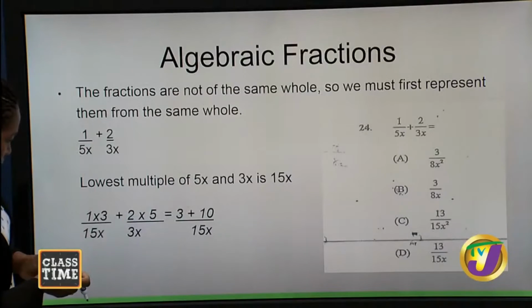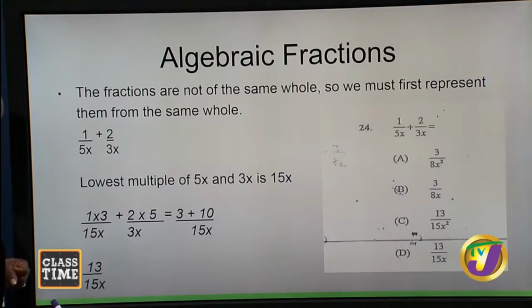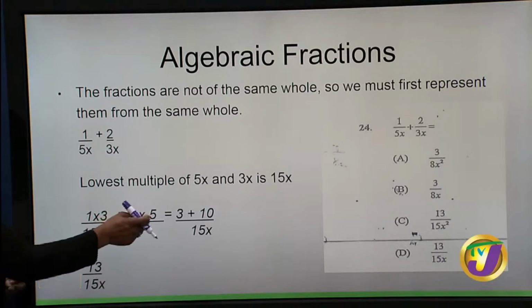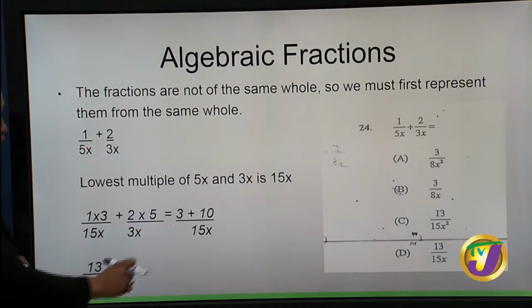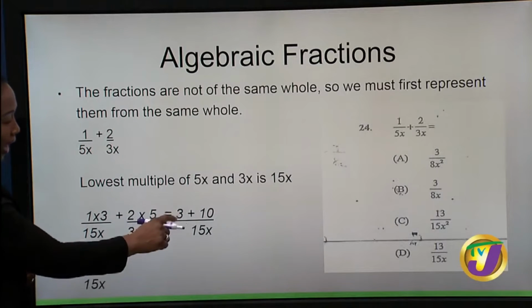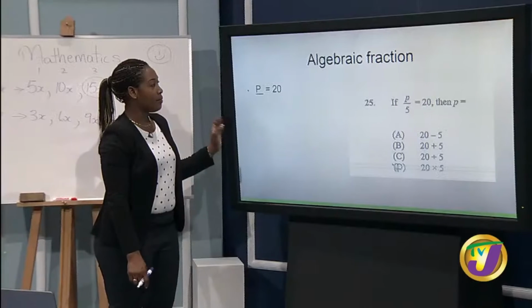And same thing, this should have been 15x, guys. This 3x here is 15x. So you'll multiply the 2 by 5 here. So now, this being 15x, you would have 3 plus 10 gives us 15x as your answer when you're adding 1 over 5x plus 2 over 3x. All right, and your choice over there would have been D. This is one of your multiple choice items on the CSEC paper.